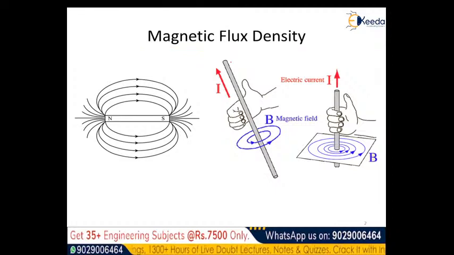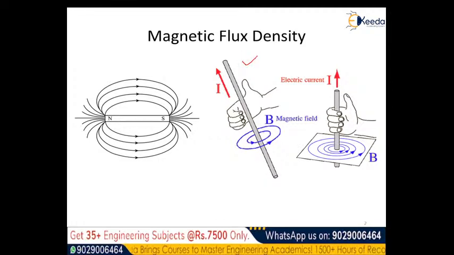Now just keep one thing in your mind: the magnetic flux density, throughout this lecture and in our subject electromagnetic field theory, is denoted by capital B. Now the question in your mind, whether this is a scalar quantity or a vector quantity. See, this is a vector quantity. It has the magnitude, it has the direction as well.